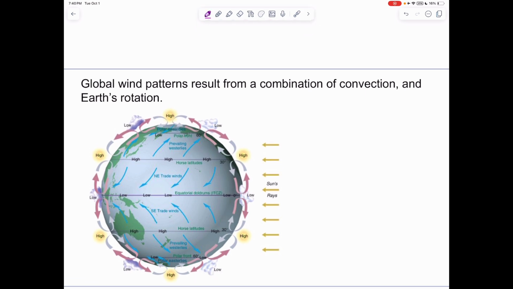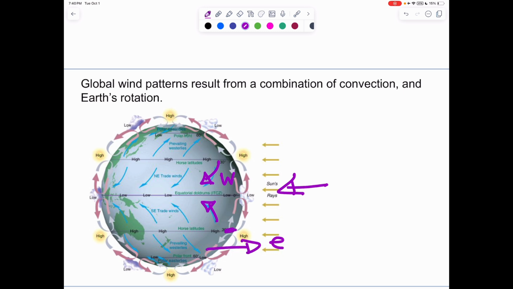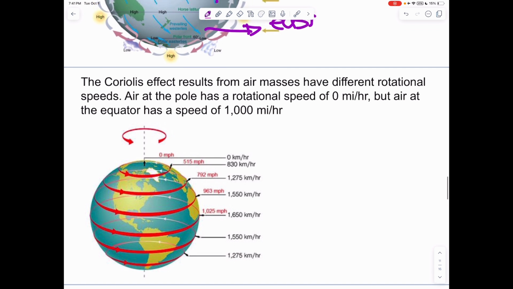Now let's talk about the areas that we need to just quickly memorize. We need to remember that at the equator, winds are moving west. However, once we pass our 30-degree line, those winds are actually going to move east, both in the southern hemisphere and the northern hemisphere. All of this is due to something called the Coriolis effect.